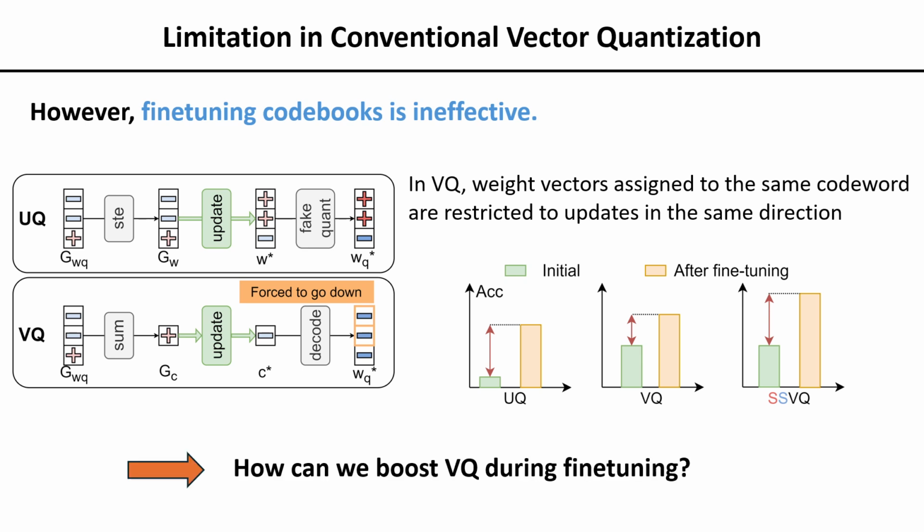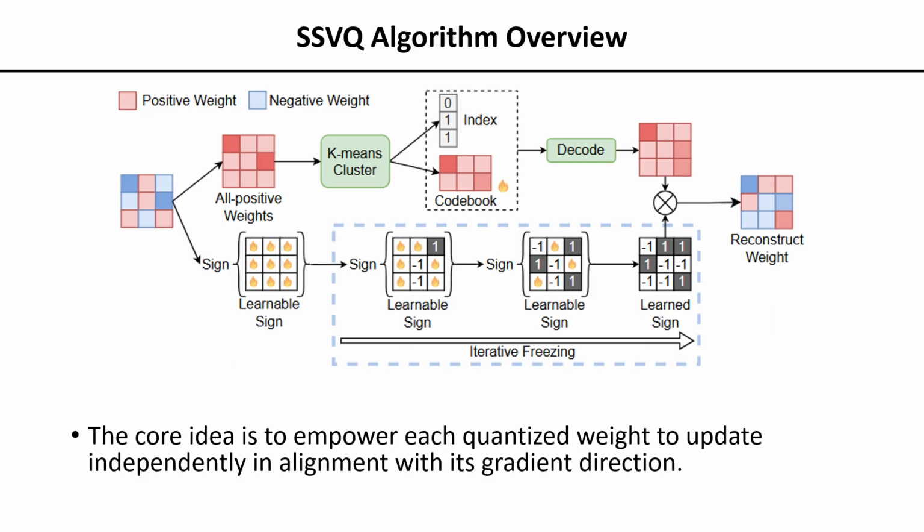So how can we boost vector quantization during fine-tuning? To fully harness the potential of vector quantization during fine-tuning, we introduced a novel VQ paradigm called sign-splitting vector quantization, which empowers each quantized weight to update independently in alignment with its gradient direction.